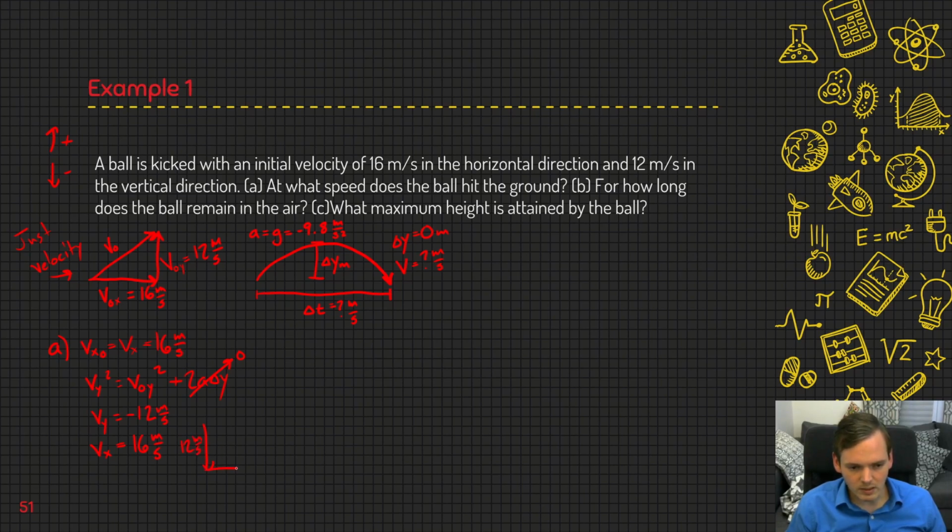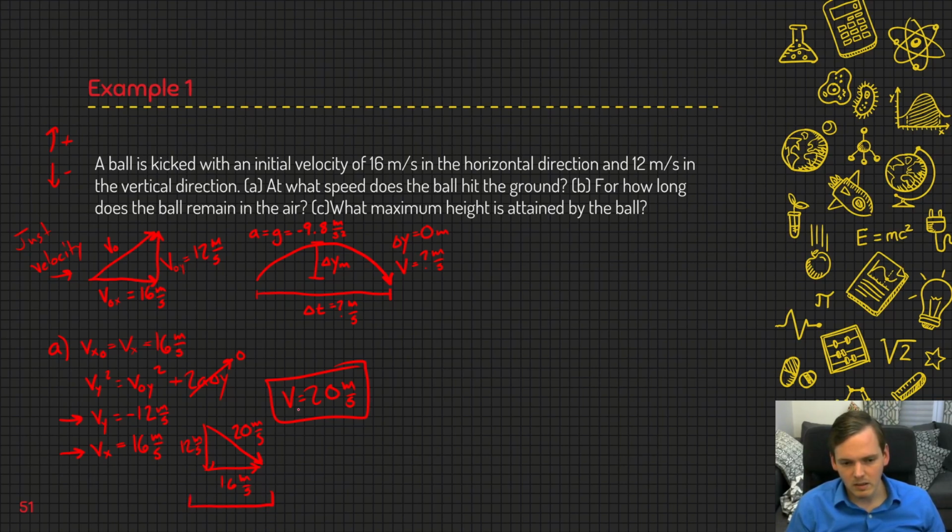So what is our final velocity? It's just the hypotenuse of this triangle, which is a 3, 4, 5 triangle times 4. So I believe this should be 20 meters per second. So v is 20 meters per second. So that's our final velocity. Again, we solved for the final y, we solved for the final x, and then we used the Pythagorean theorem to find our hypotenuse.